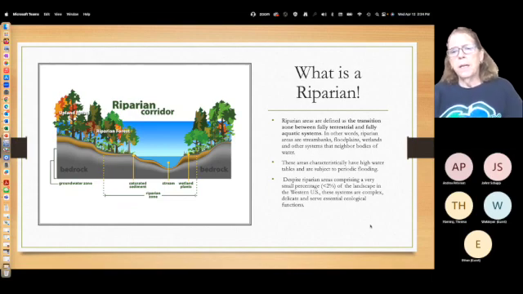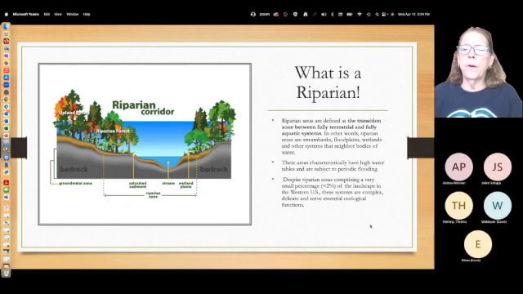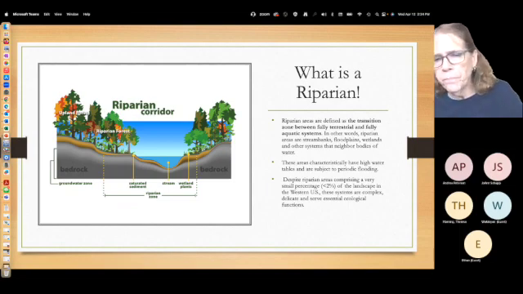So if you look it up, riparian is defined as a transition zone between fully terrestrial and fully aquatic systems. So what does that mean? Well, it's this area right here and right here in between the forest or the land and a waterway. Okay, it's not the waterway and it's not the forest in the upland. It's only this area that we're going to be talking about today.